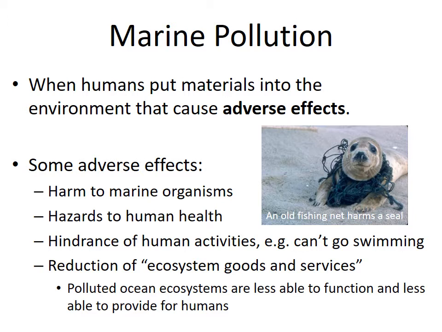So we talked a little bit in the biodiversity lecture about how biodiverse ecosystems are more able to provide beneficial functions like primary and secondary productivity, habitat stabilization, and things like that. So basically a polluted ecosystem may not be able to do the things that a healthy ecosystem would be able to do, and that means that a polluted ecosystem may not be as valuable either to wildlife or to humans.